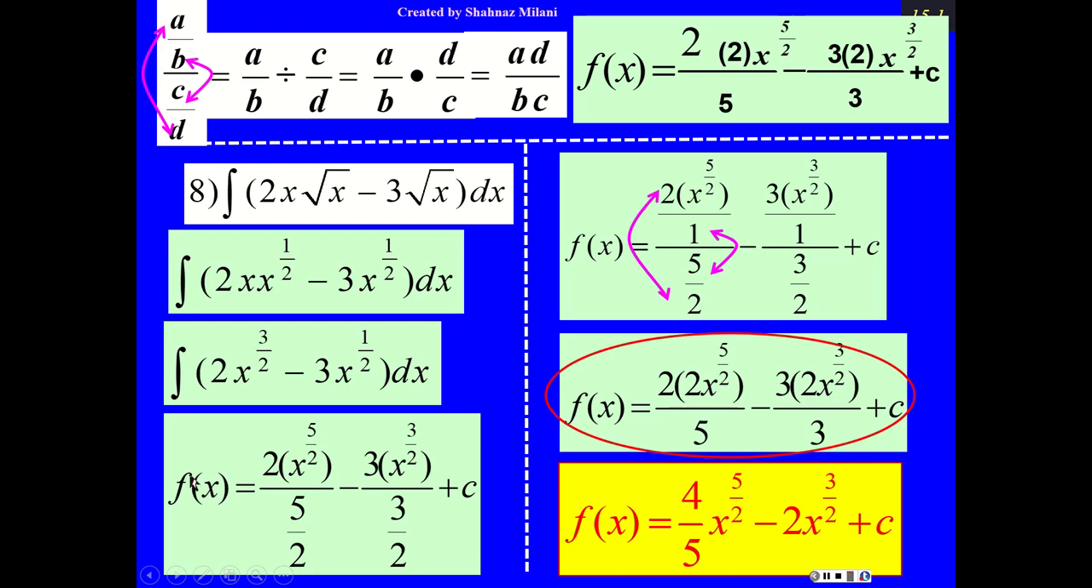Your choice. You can go by the book way, which is going to be this, or from here, you can just jump to this by my shortcut, and that is going to be the answer.